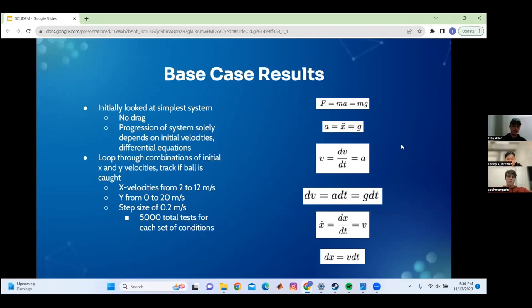So in this case, there's only one set of conditions, but later when we test drag, or air resistance, being implemented with a few different types of shape, there are going to be however many different shapes we want to test.